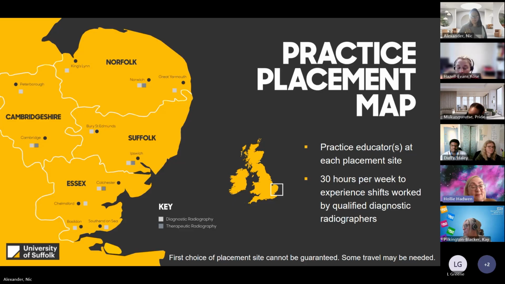And when you are on placement weeks, you'd undertake 30 hours of placement per week, which is usually 4 days. And that's to experience the shifts worked by qualified radiographers, so that when you are qualified yourself, you've got a really broad and effective knowledge base that you can draw upon. Next slide, please.